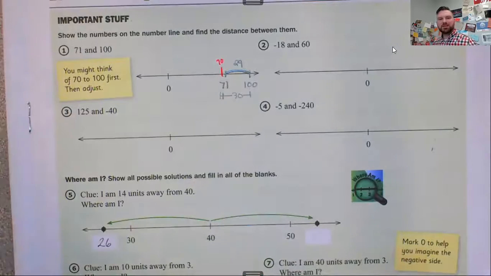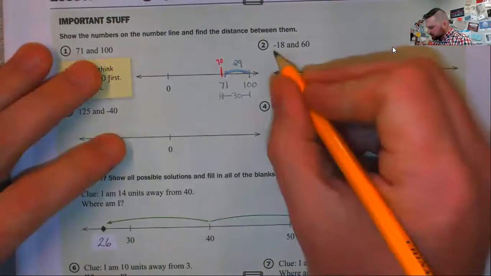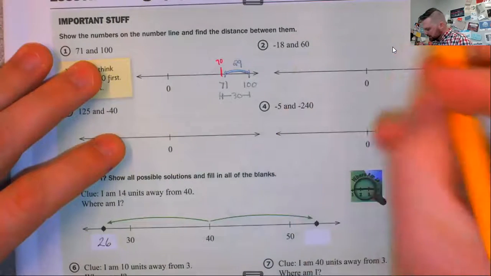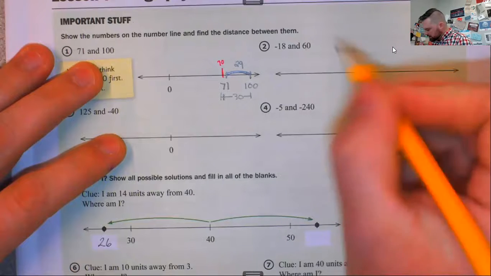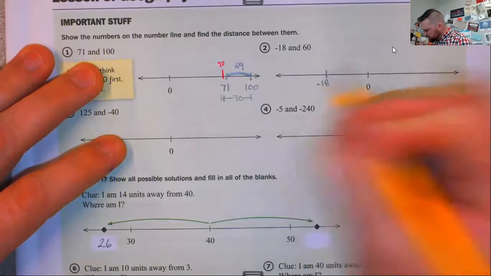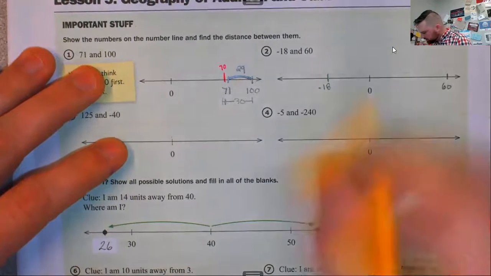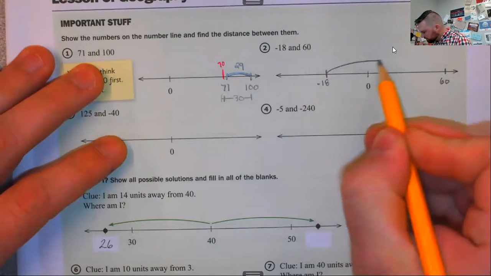Okay, so we can think of a common distance that we might know, powers of 10, which we talked about in another lesson. And then we can just adjust it to help us find the actual distance that's needed. So here on number 2, we're looking at negative 18 to 60. Here's 0 they put for us, and negative 18 is over here, and 60 is over here. And I want to find the total distance between those two numbers.